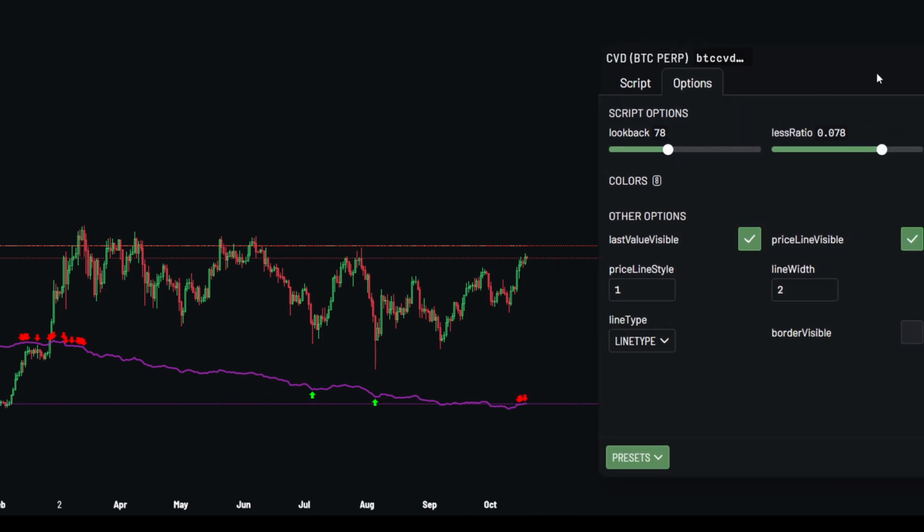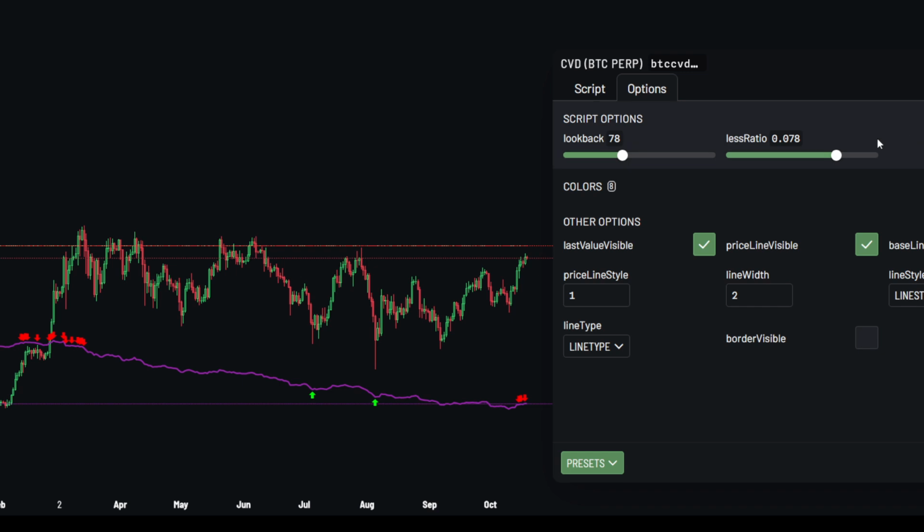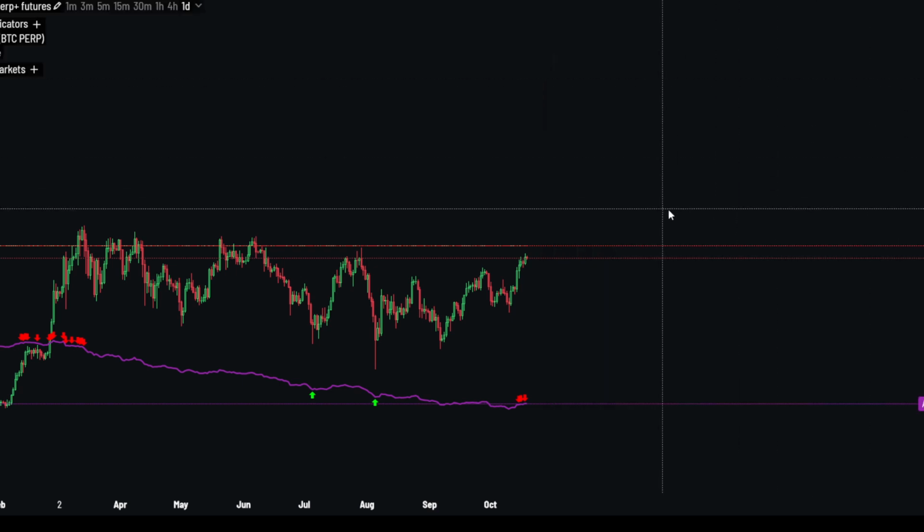So that's it for the intraday analysis, and also for the indicator at the same time.